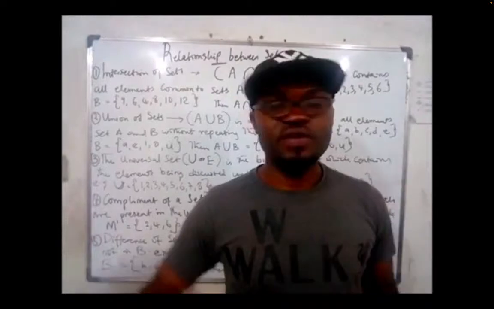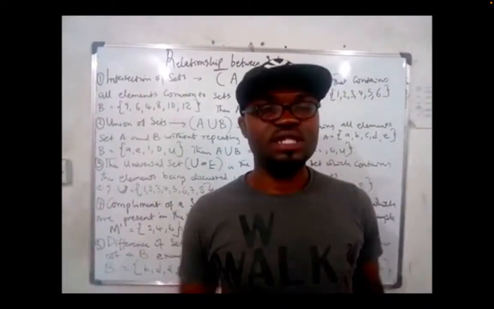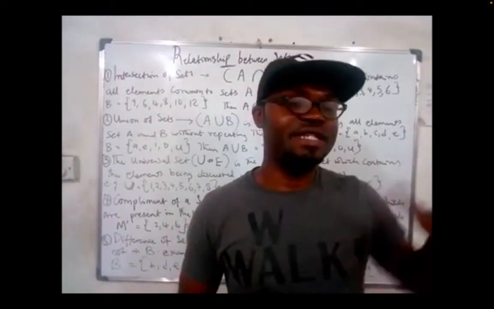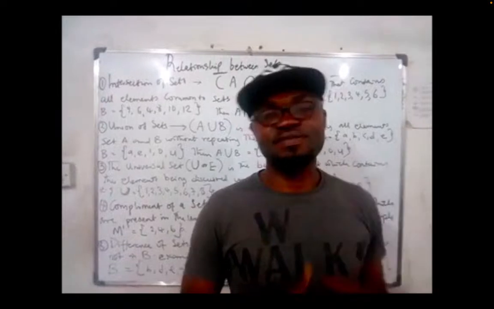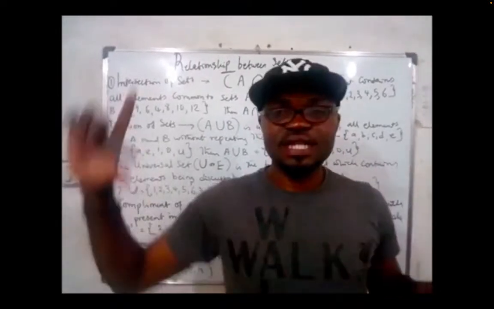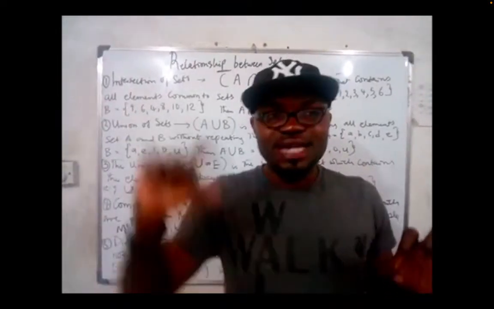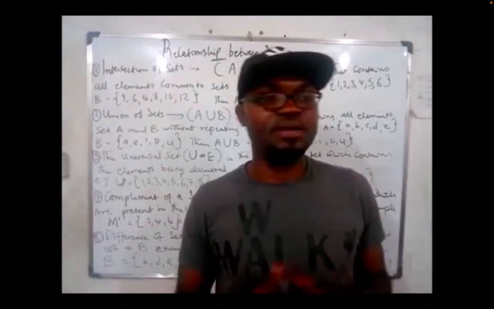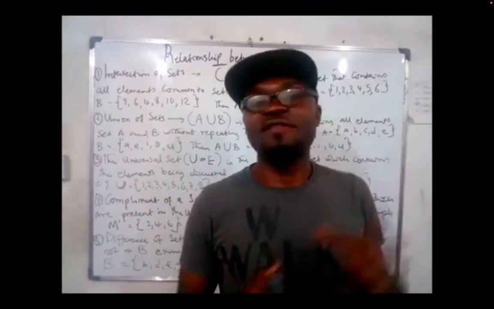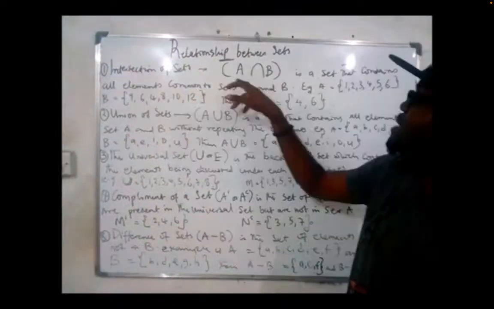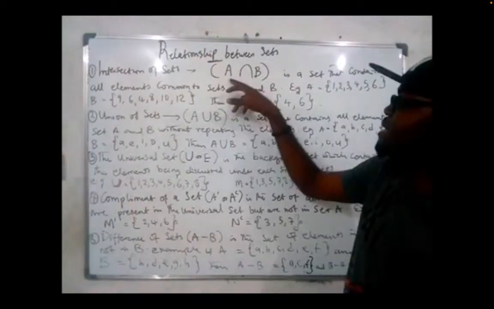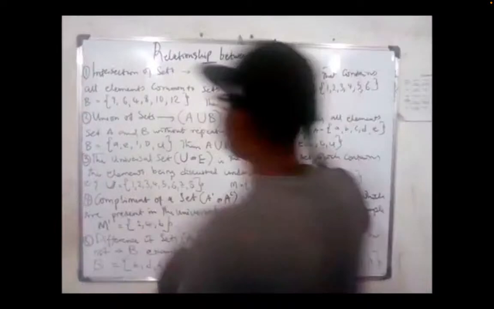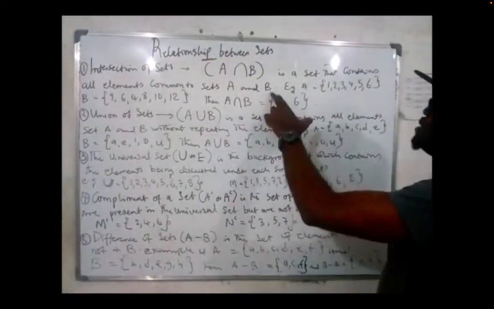When you have set A containing elements like 1, 2, 3, 4, 5, 6, and you have set B containing elements like 3, 4, 5, 6, 7, the intersection of set A and set B is simply the elements that are common to both A and B, which is 3, 4, 5. Intersection of sets is represented as A intersecting B, a set that contains all elements common to set A and B.